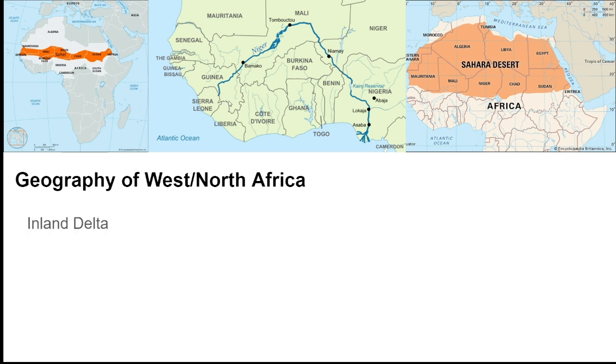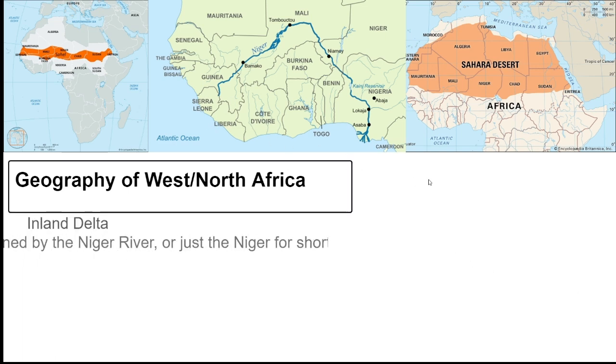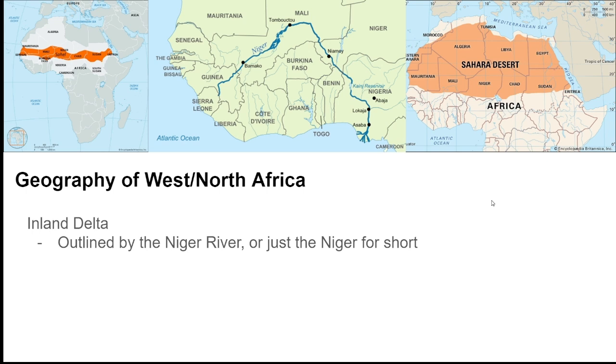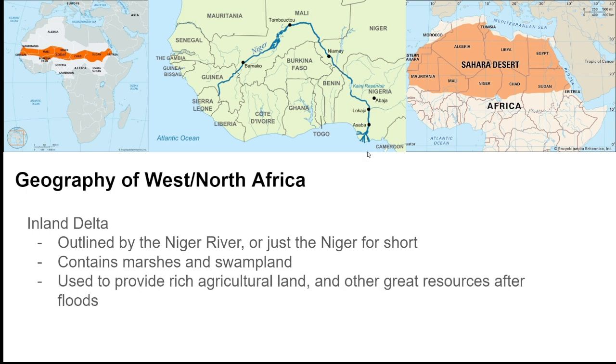Next is the inland delta, right here, outlined by the Niger River, or just the Niger. It contains marshes and swampland, and it used to provide rich agricultural land and other great resources after it flooded. It still remains very resourceful today, especially for agriculture.